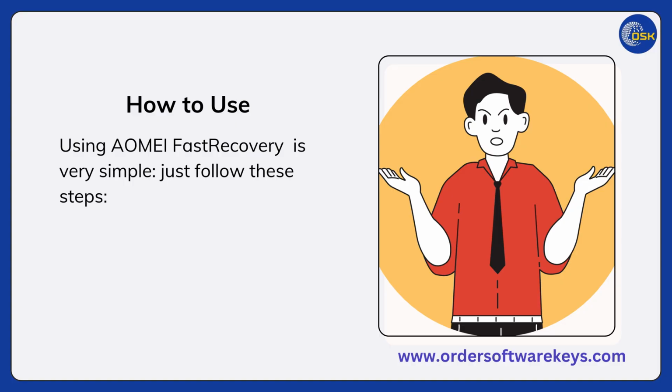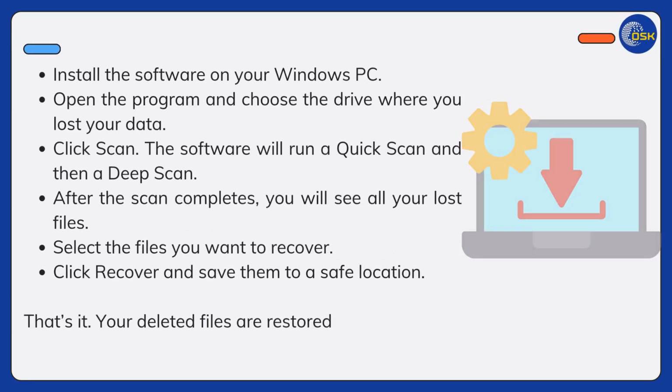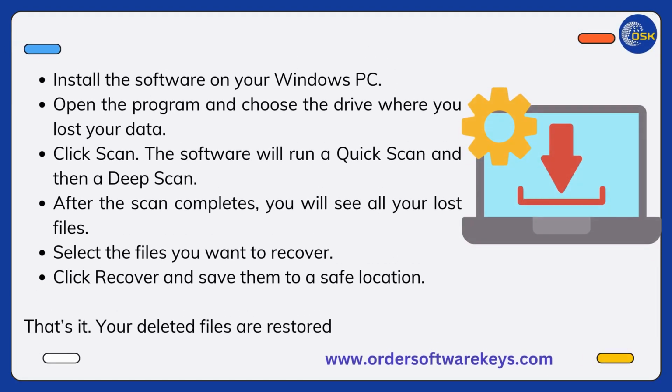Now, how to use AOMEI FastRecovery. Using AOMEI FastRecovery is very simple. Just follow these steps. Install the software on your Windows PC. Open the program and choose the drive where you lost your data. Click Scan. The software will run a quick scan and then a deep scan. After the scan completes, you will see all your lost files. Select the files you want to recover. Click Recover and save them to a safe location. That's it. Your deleted files are restored.